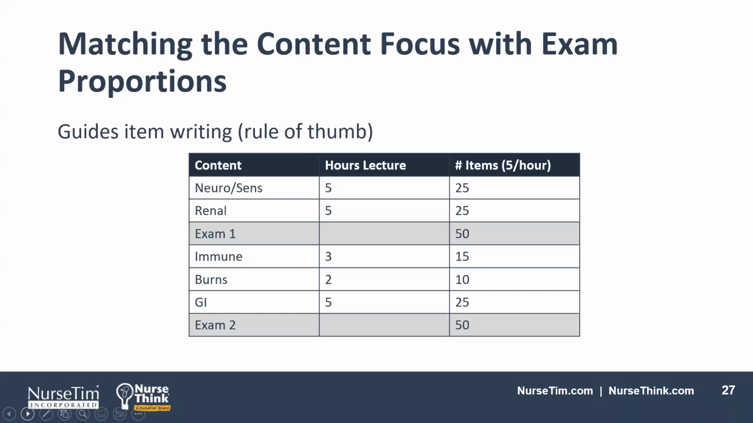Before our second exam, we had 3 topics, and they were not equally dispersed across that unit. The GI content was heavier, and we had only 2 hours in the burns unit. As a result, those areas had a proportionately appropriate number of items, but not the same number. But bottom line, each exam consisted of 50 test questions.